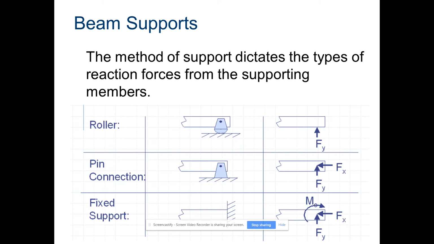Here we have our different supports, beam supports. Okay, that first one is called a roller or a rocker support. You'll see this on bridges where at one end of the bridge you're going to have a rocker connection and the other end will be a fixed pin connection. Okay, and I can show you differences in pictures.